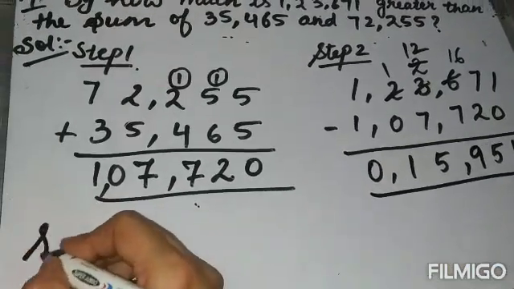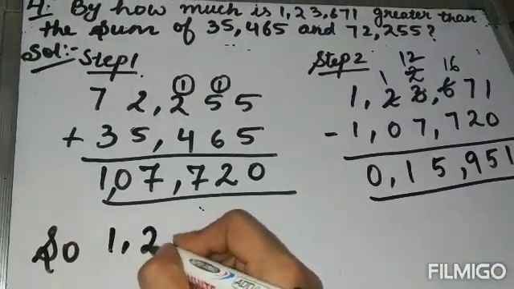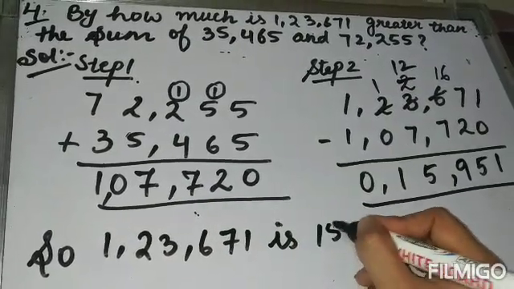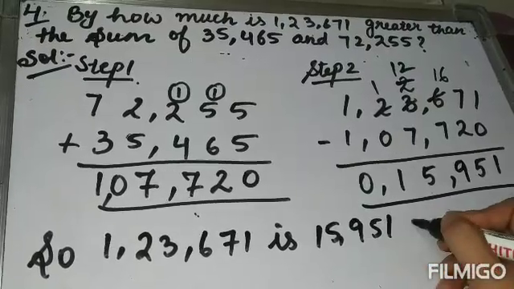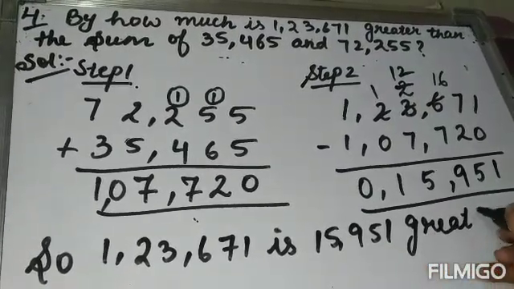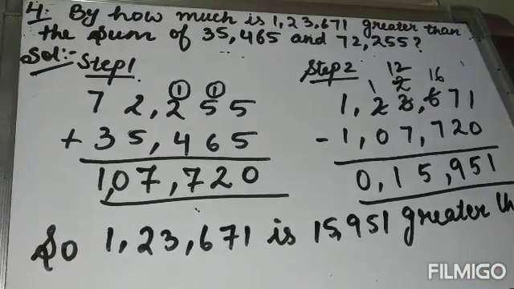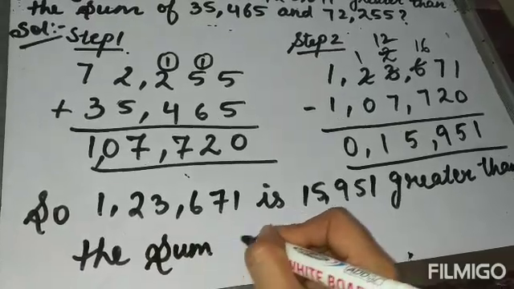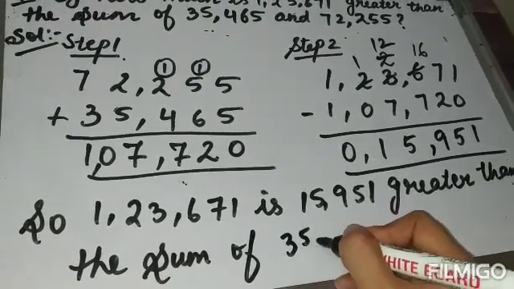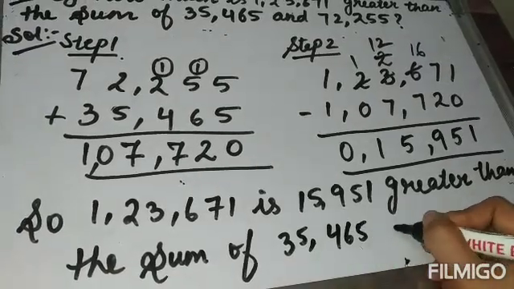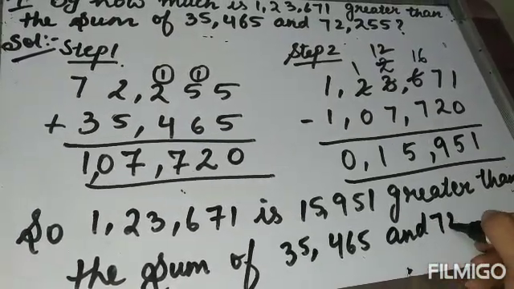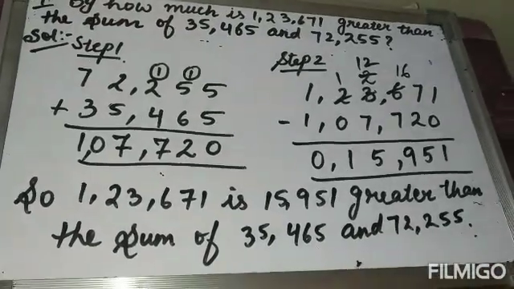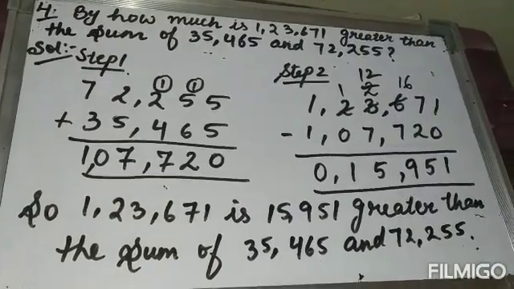So 1,23,671 is 15,951 greater than the sum of 35,465 and 72,255. So this is our answer. So this way you will solve question number 4th.